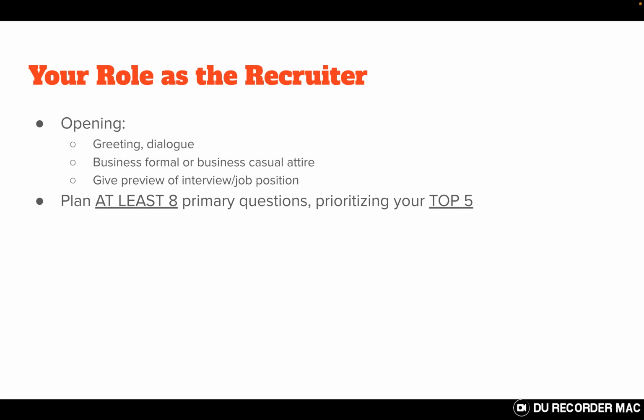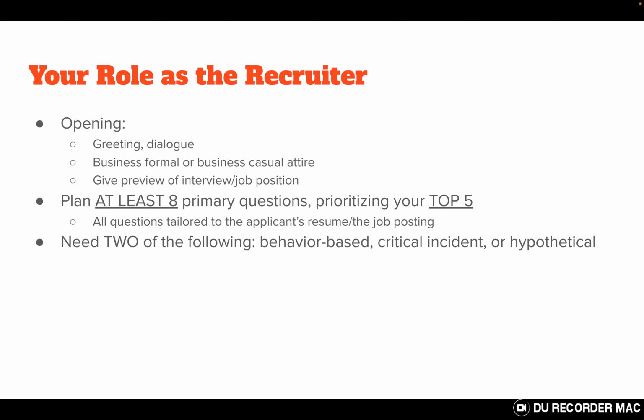Then you need to plan at least 8 primary questions and prioritize your top 5. Because we have a time limit on the interview, you're not going to probably get to all of your questions, so you want to have more questions planned than you actually need. All of the questions that you plan for this interview need to be tailored to the applicant's resume and the job posting. You need 2 of the following, as I said, a behavior-based, a critical incident, or a hypothetical. Some combination, you need 2 of those. You need to share at least 1 fact about the job posting or the organization.